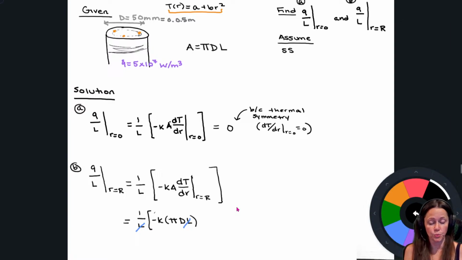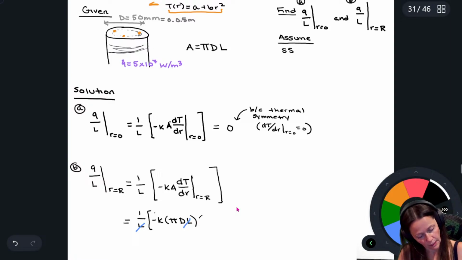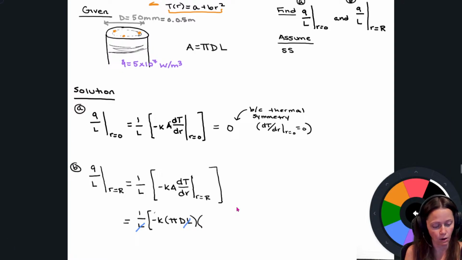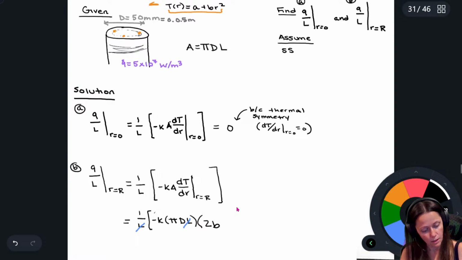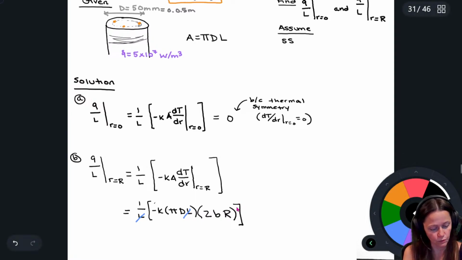And then we've got to take the derivative of the temperature with respect to r. And I've got my temperature with respect to r up there. All right, so this would be dT/dr, so it would be 2br. But of course, it wouldn't be a lowercase r. I'm defining it at a very specific r, right? The outer radius. Okay. And I've got the outer radius is 0.025.